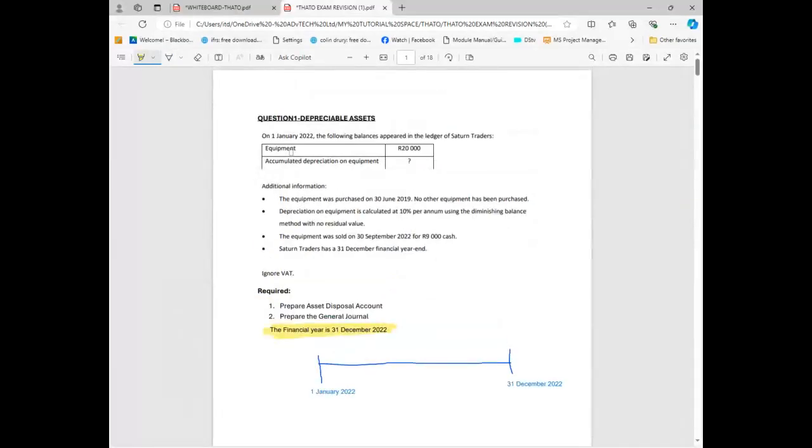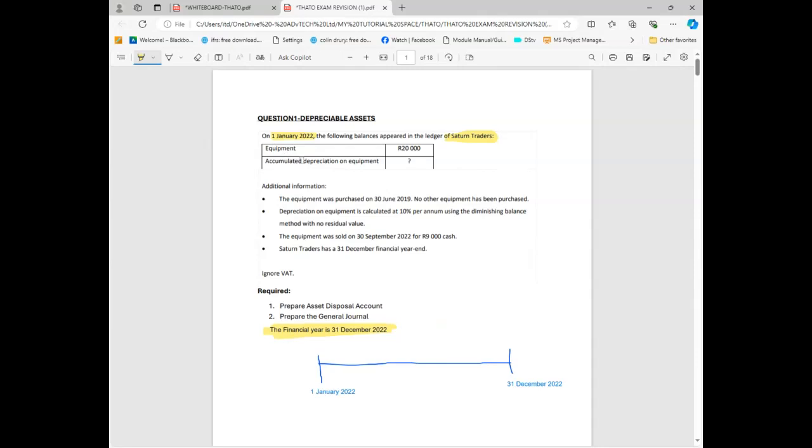Firstly, they say on the 1st of January. The minute they say on the 1st of January, I know that they're talking about the beginning of our period. Are you with me? Yes. And we are certain traders. It is important to know ourselves. And they give us equipment of 20,000.